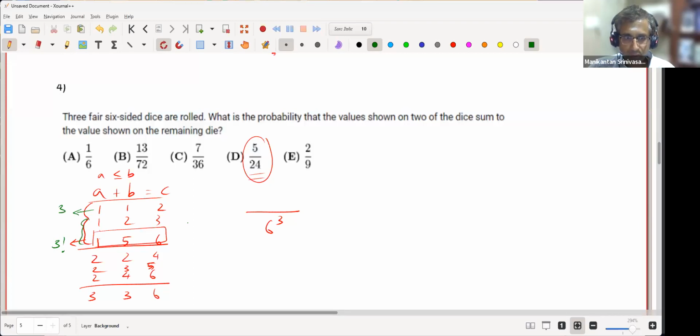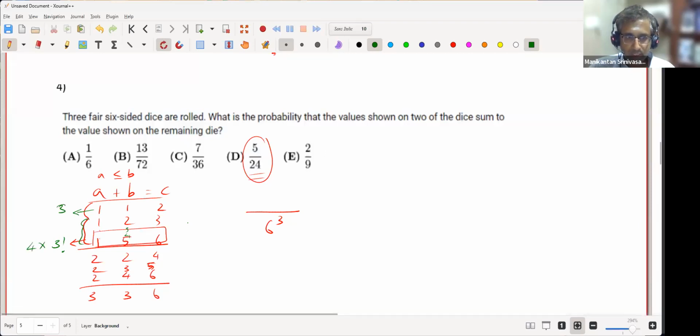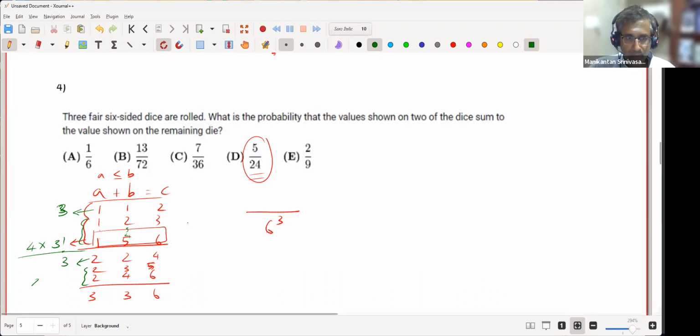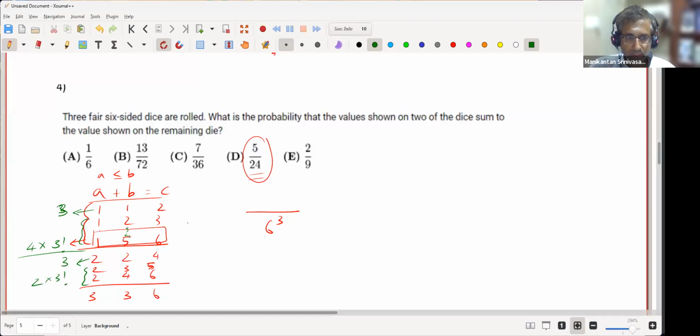So how many of them are here? So 2, 3, 4, 5. There are 4 of them here. So there are 4 of the 3 factorials here. And then there's one which is just 3 ways. Similarly, this one would appear in 3 ways, 2, 2, 4. And these 2 will appear 3 factorial ways. And this one would appear only 3 ways.